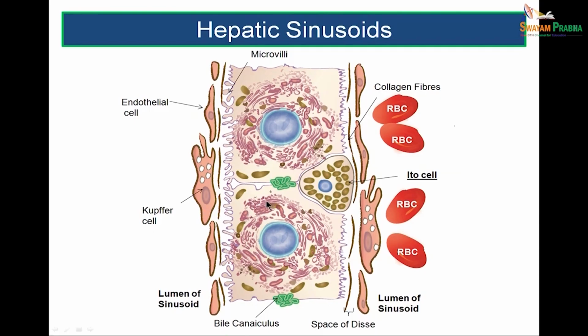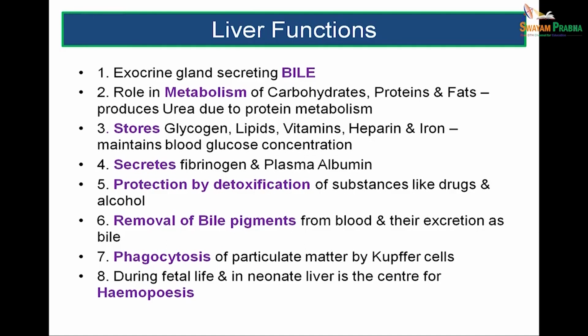Let us briefly go through liver functions. First, it is an exocrine gland secreting bile. It also has a role in metabolism of carbohydrates, proteins and fats, stores glycogen, lipids. It secretes fibrinogen and plasma albumin, protects the body by detoxification of substances like drugs and alcohol, removes bile pigments from the blood, has phagocytosis, and during fetal life in the neonatal liver, it is a center for hematopoiesis. After birth, this function ceases.